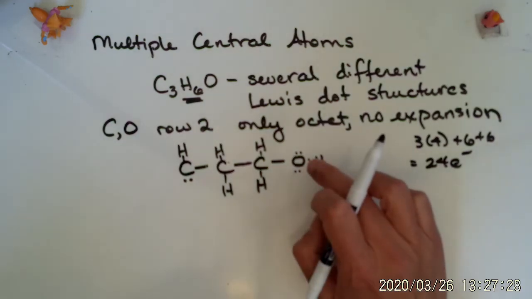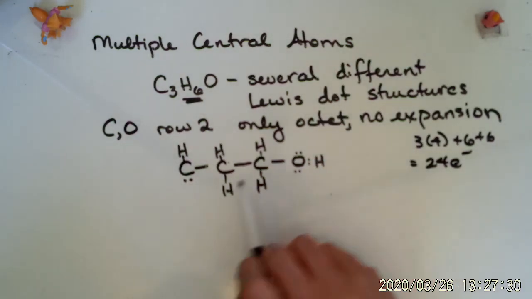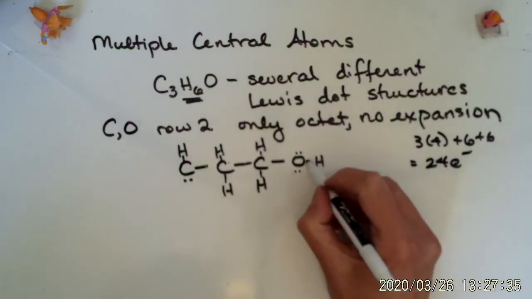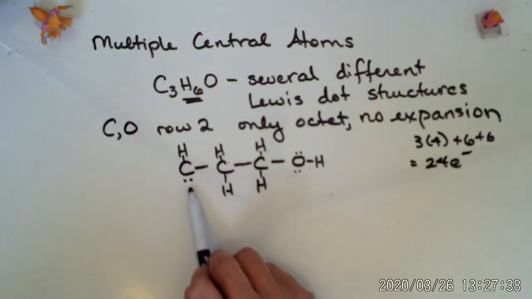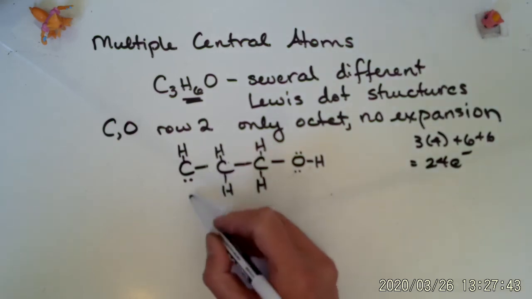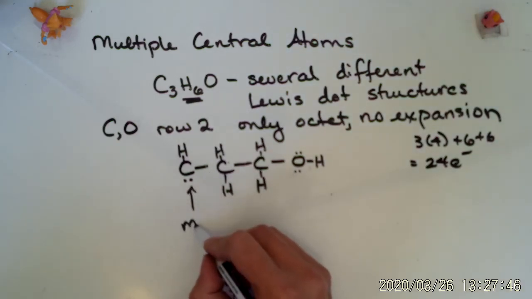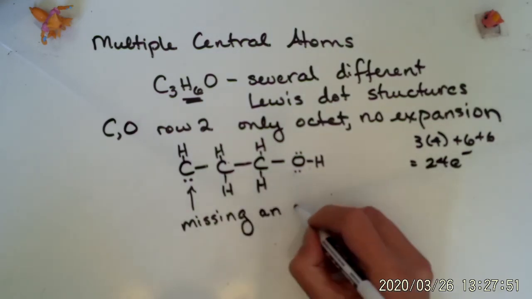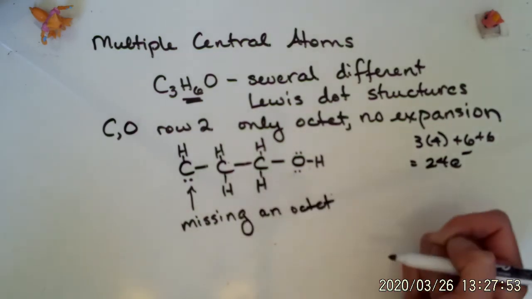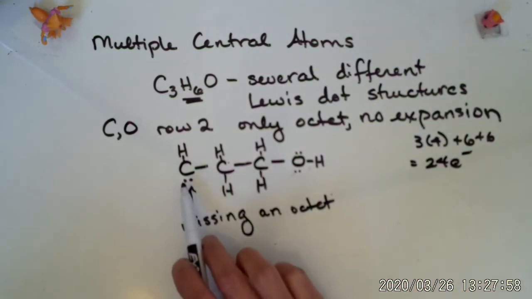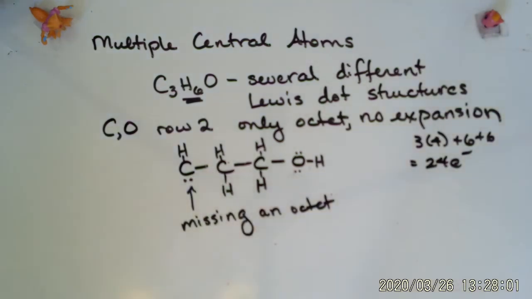Let's see. Why does it look odd? Because 1, 2, 3, 4, 5, 6. The reason it looks odd is this carbon has 2, 4, 6 electrons. This is missing an octet. And if we say, oh, let's just form a multiple bond, how are we going to share it? Because if I move it down and share here, okay, then the problem is I have an excess hydrogen.